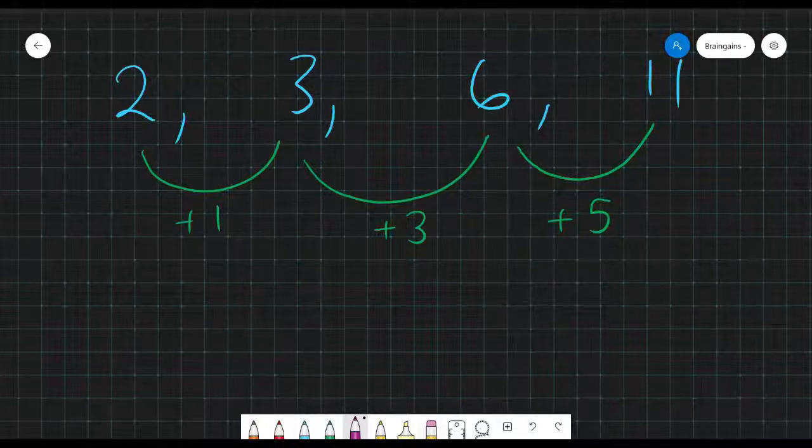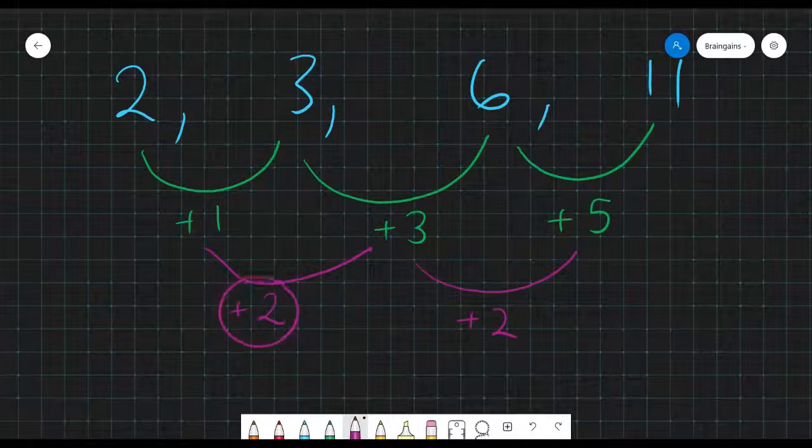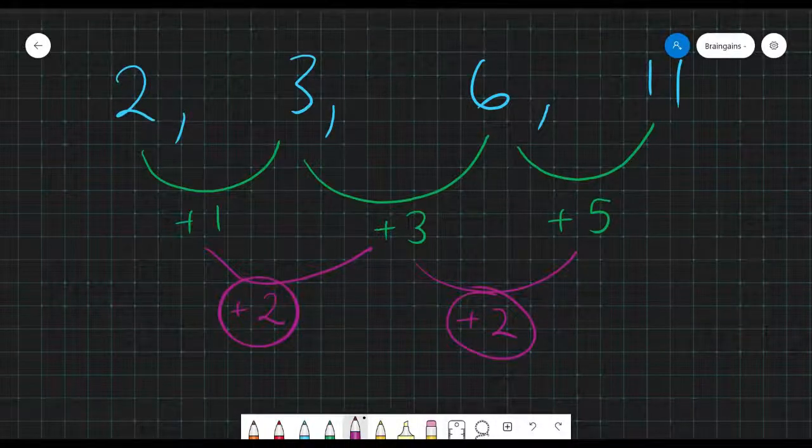So let's see if we can find a pattern in the differences. From plus 1 and plus 3, we know that there's a difference of plus 2. And from plus 3 and plus 5, we know that there's a difference of plus 2. Now, because there's a constant difference here, we know that it's going to be a quadratic sequence.